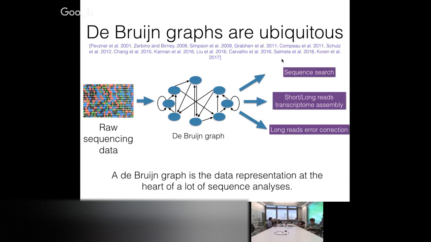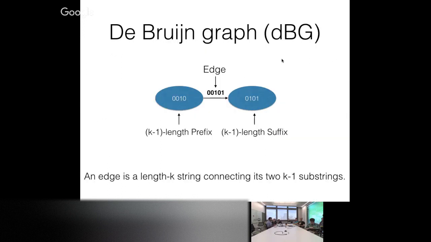So let's see what a DeBruijn graph looks like. A DeBruijn graph in computational biology is a subset of the actual DeBruijn graph in math, wherein there's an edge, which is a string of length k, and the edge, or the k-length string, connects its two k-1 substrings. For example, in this case, the edge is a string of length 5, which is over the alphabet 0 and 1, and it is connecting its two k-1 substrings. So the 0010 is on the left, and 0101 is on the right. So that's pretty much how a DeBruijn graph looks like.